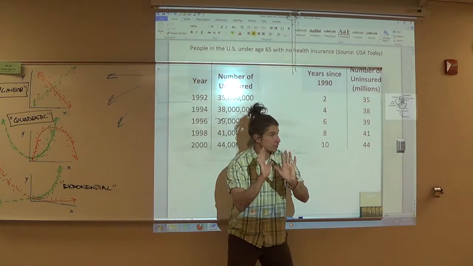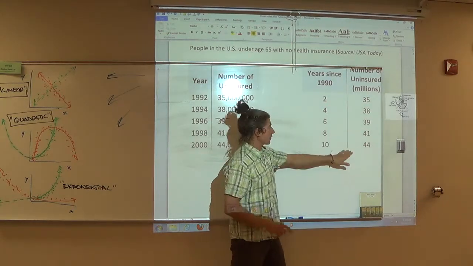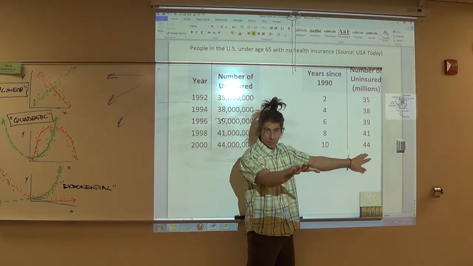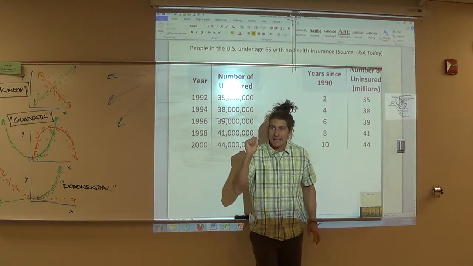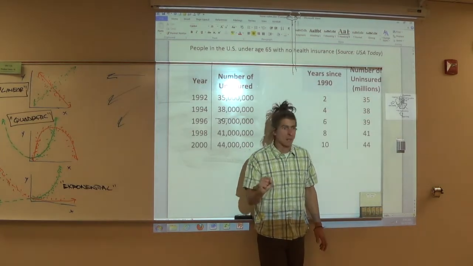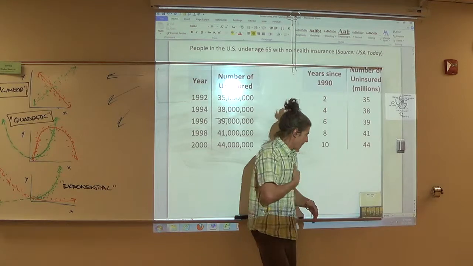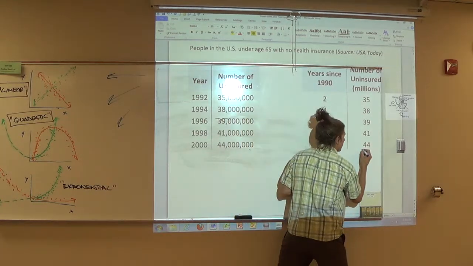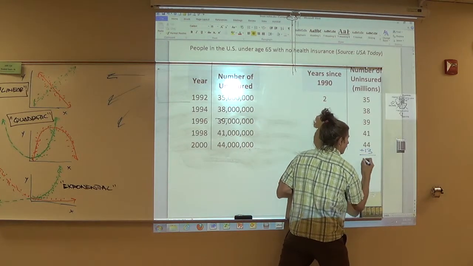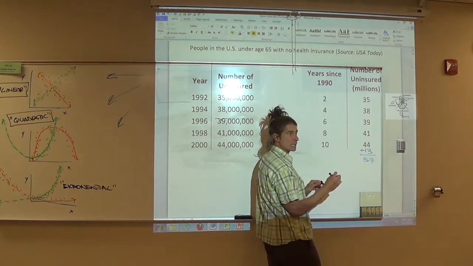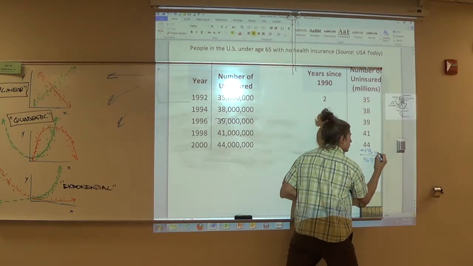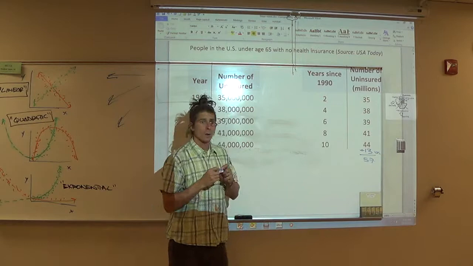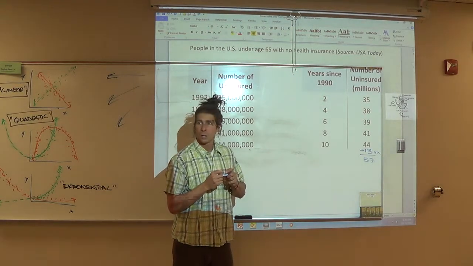Now, this is a great learning experience right here. She added 13 onto the 44 to get 57. Now, I'm not saying that there might not be 57 million uninsured people under age 65 in the United States, but why doesn't that make sense if this is 13 years? Because it's not consistent.